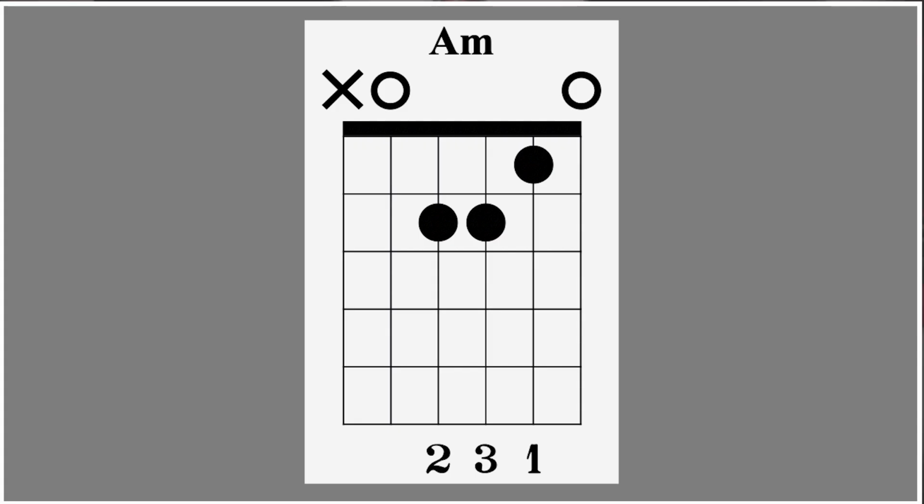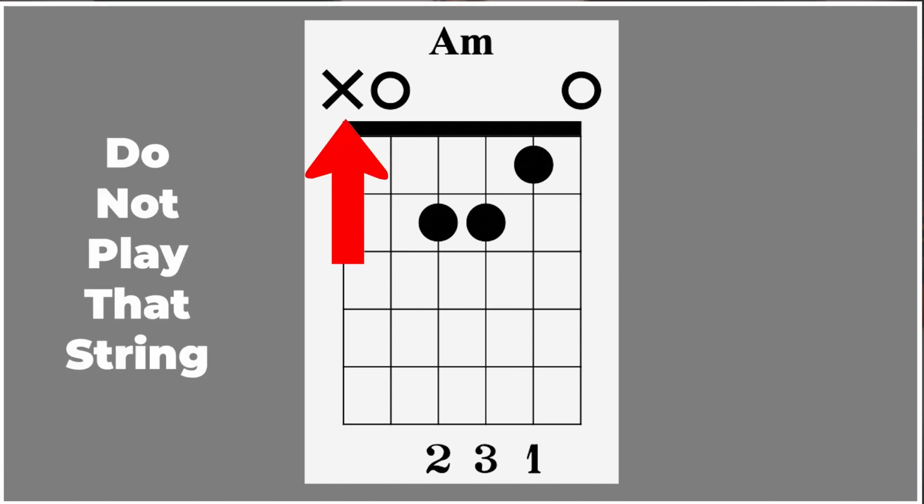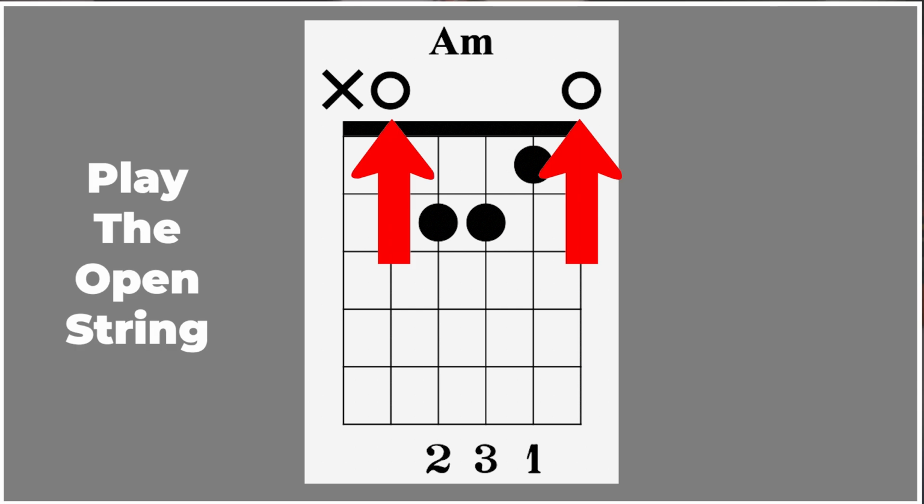Right below the name of the chord, you'll see 1 X and 2 O's. If you see an X above a line, that's telling you not to play that string. If you see an O above a line, that's telling you to play the open string. In other words, an O means you should play that string without any fingers touching it.